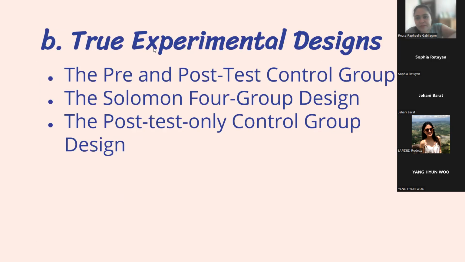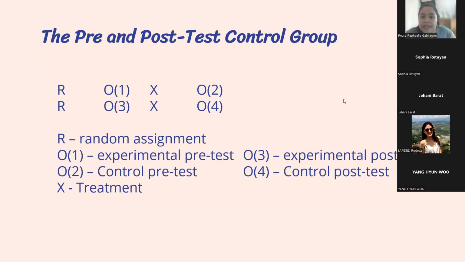Ito yung true experimental designs natin, class. The pre and post-test control group. Huwag kayong ma-confuse ha kasi may pre-test and post-test din kanina, pero single group lang kasi yon. Ito, we have pre and post-test control group. We also have Solomon four group design and the post-test only control group design.